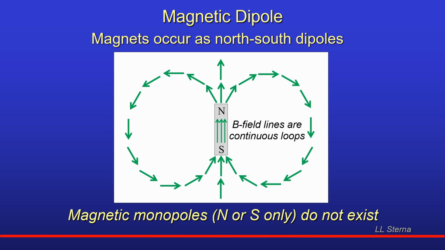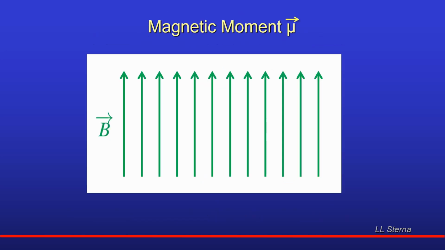B field lines are continuous loops. Look at that term, B field. The electric field, we use the capital E to represent the electric field. Magnetic field is represented with the capital B. Whenever I say B field, I mean magnetic field.